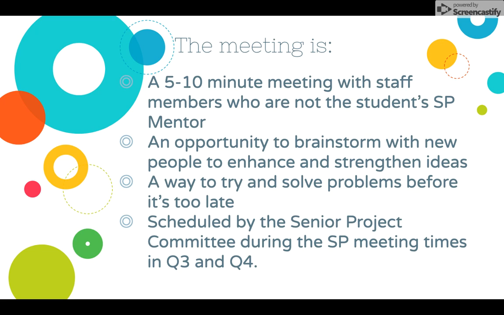These project verification meetings are scheduled by the Senior Project Committee. They happen twice. In quarter three, they're going to be happening in the last week of January. And in quarter four, they happen in about mid-April.